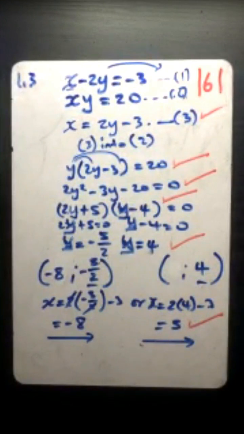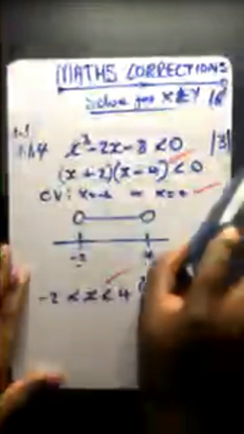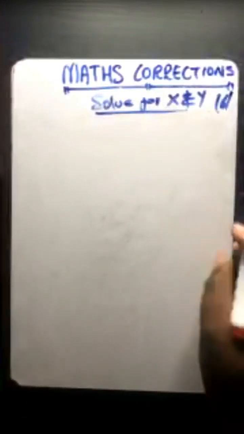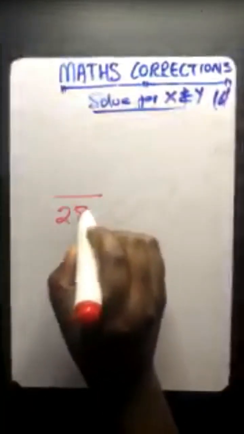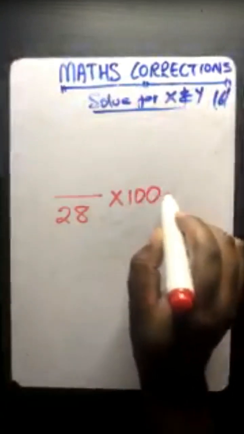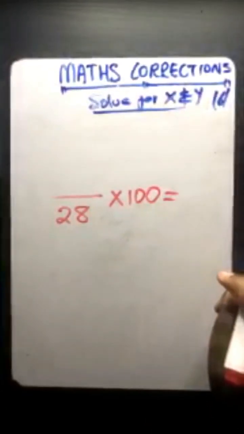Anyone who's got a question there? Anyone who's got a question? Whoever participated in the test, let's say for this one, it was out of how many marks? This one, I think, what was it? 28, right? I think it was out of 28.